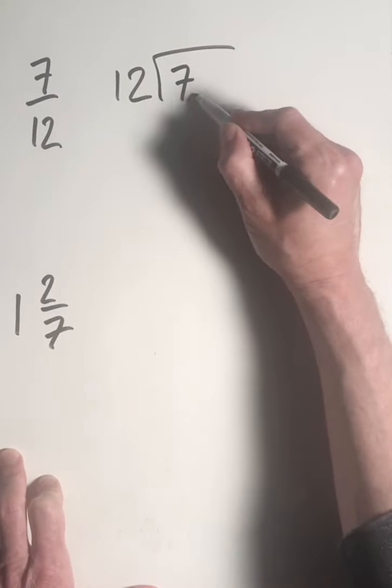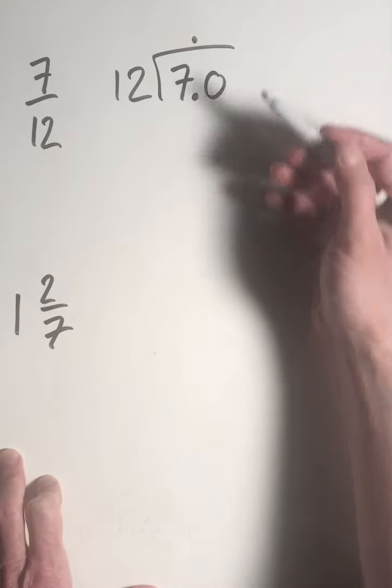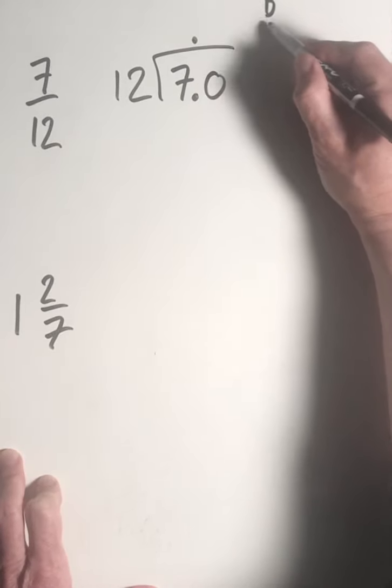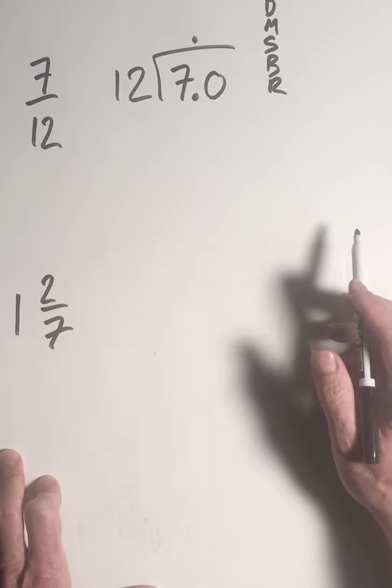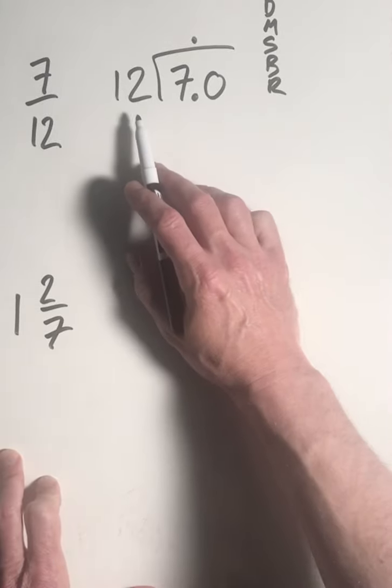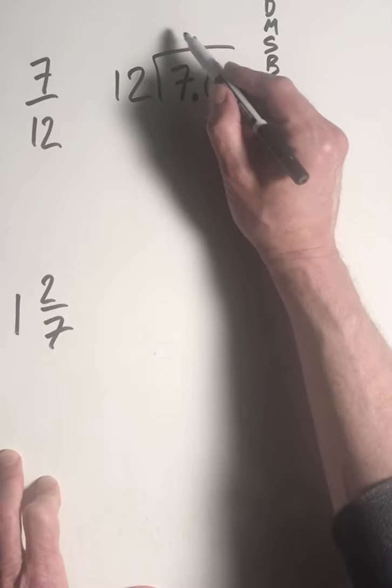We're going to need to involve a decimal point and at least one 0 here, and then we can just divide. We'll use the standard algorithm of divide, multiply, subtract, bring down, and then repeat. So we'll divide 70 divided by 12. Well, I know that 5 times 12 is 60, so 6 times 12 would be 72. That's too much, so we'll take 5.